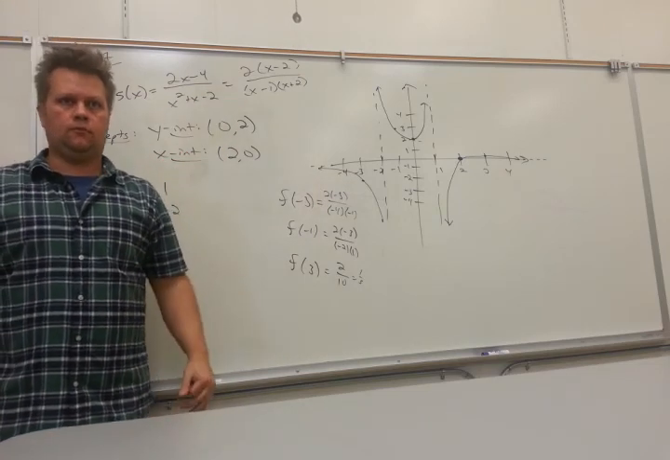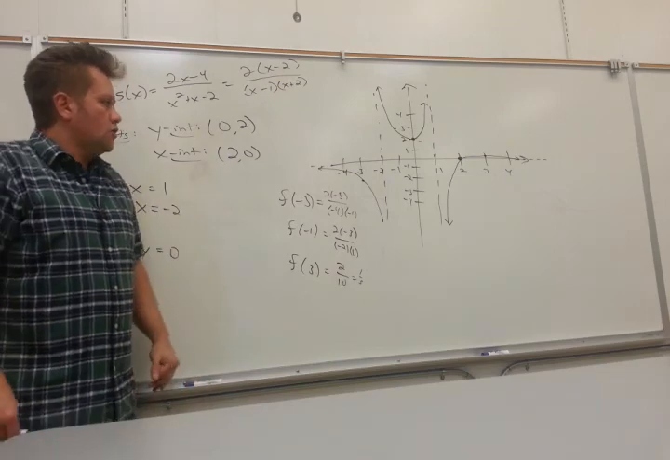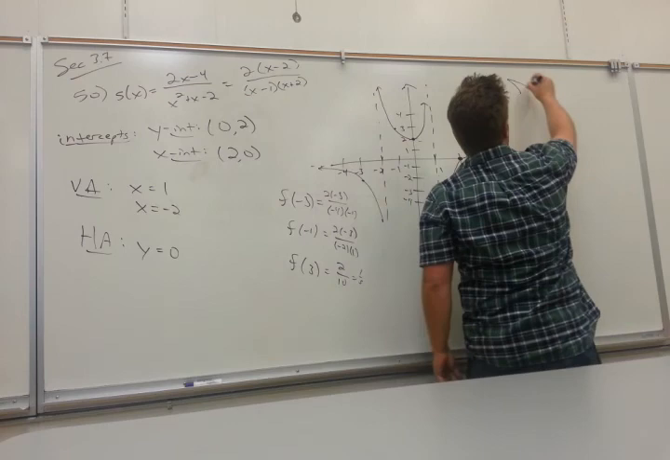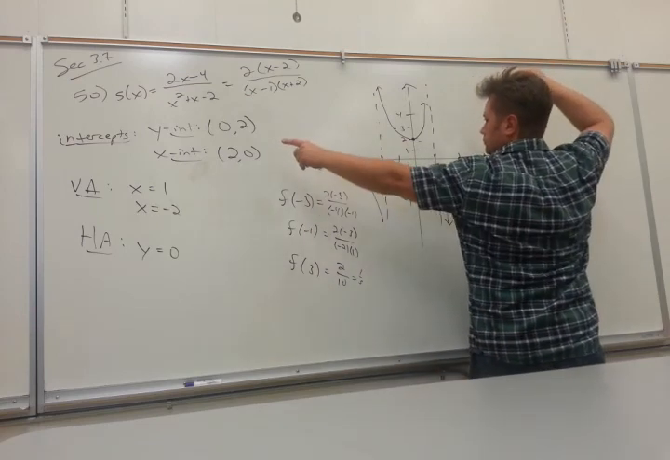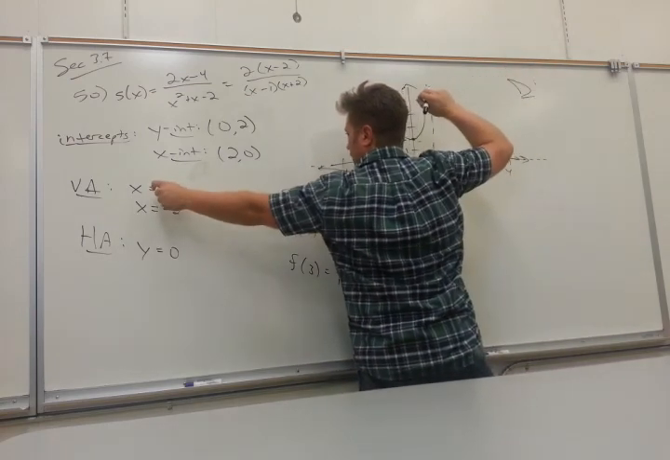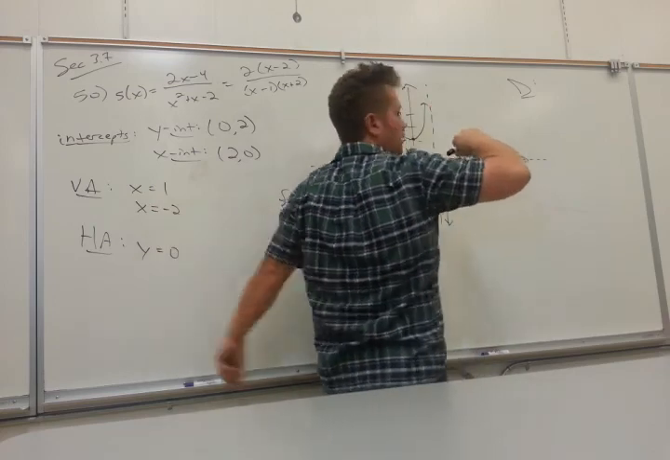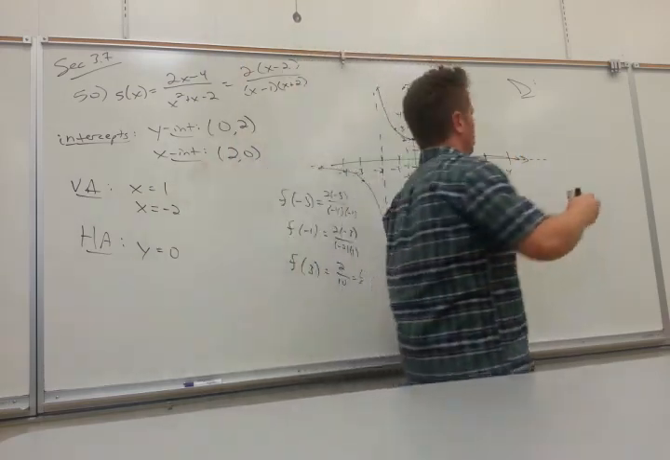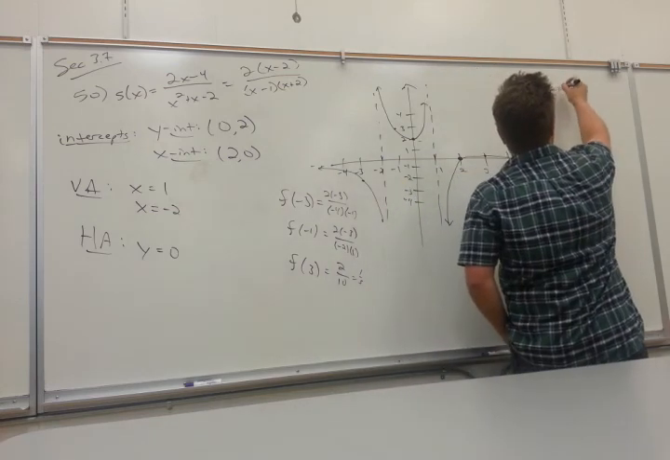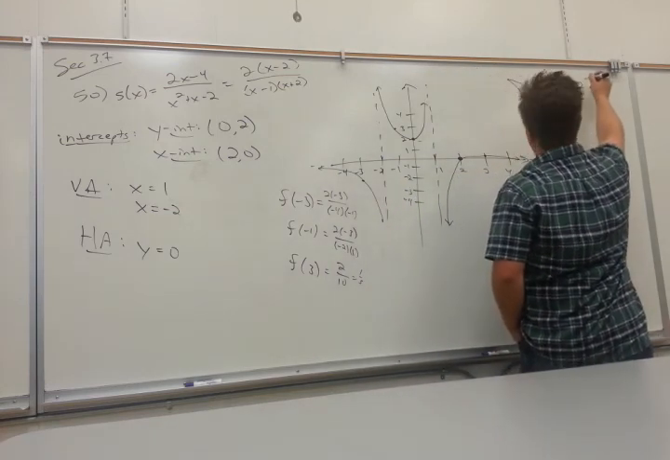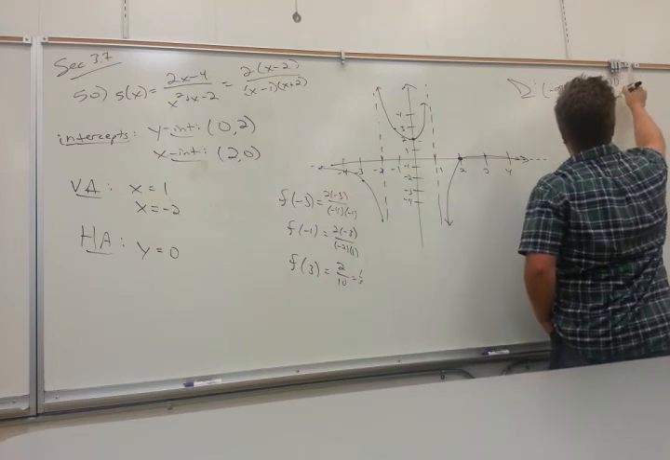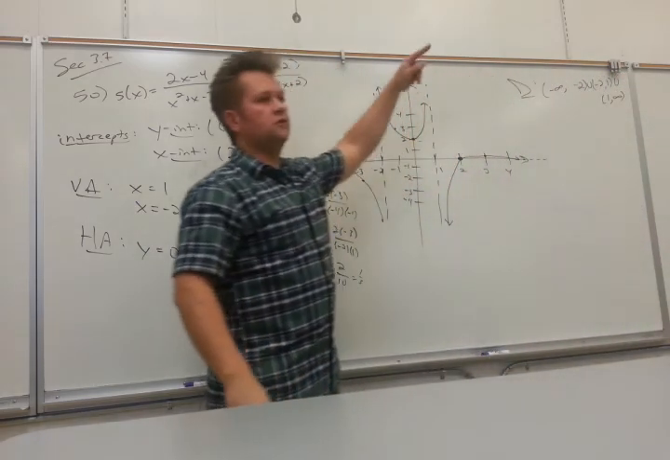But it wants the domain and the range. Okay. Domain we know already when we found the VA. My vertical asymptotes are here and here, so what's my domain? X, everything else. So it's negative infinity to negative 2, like that, right? Skip negative 2, skip 1.